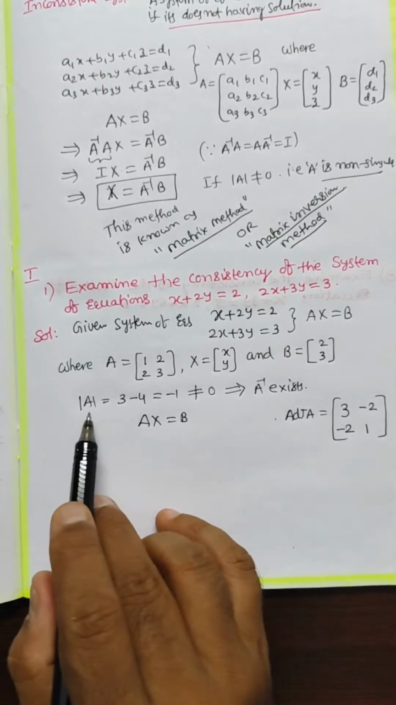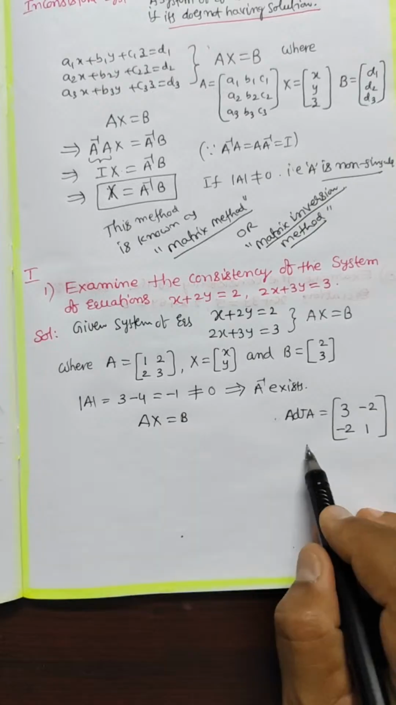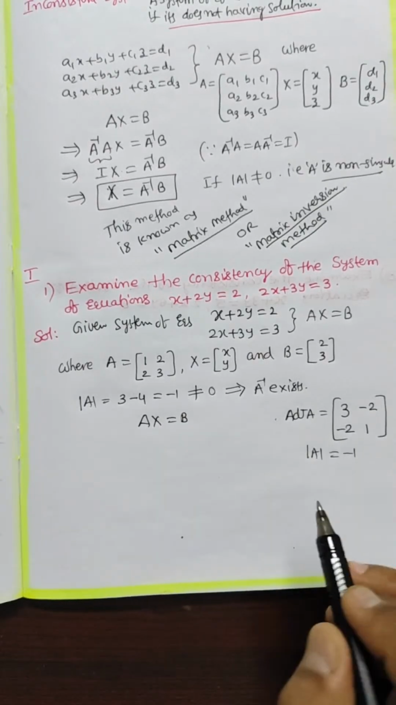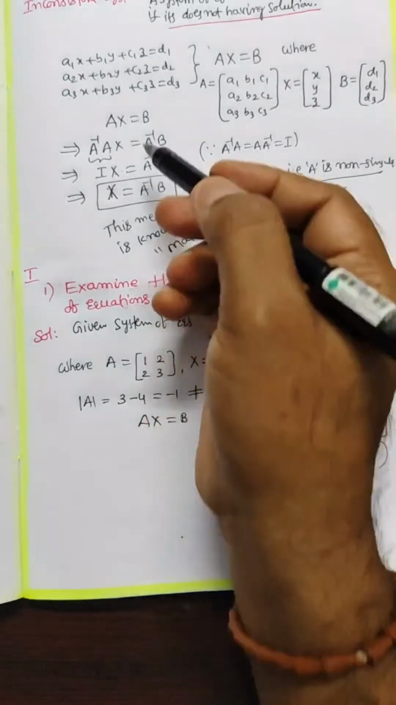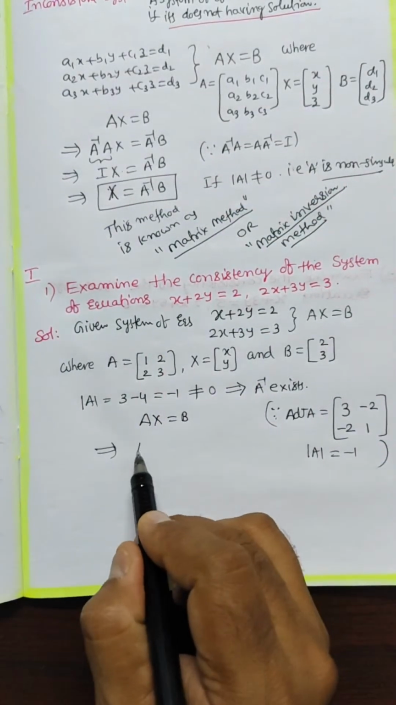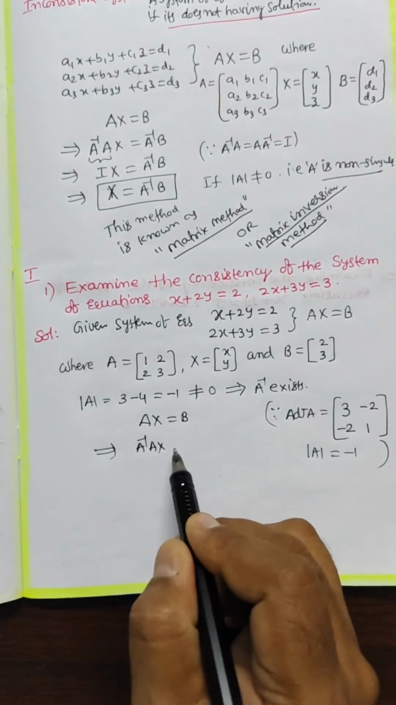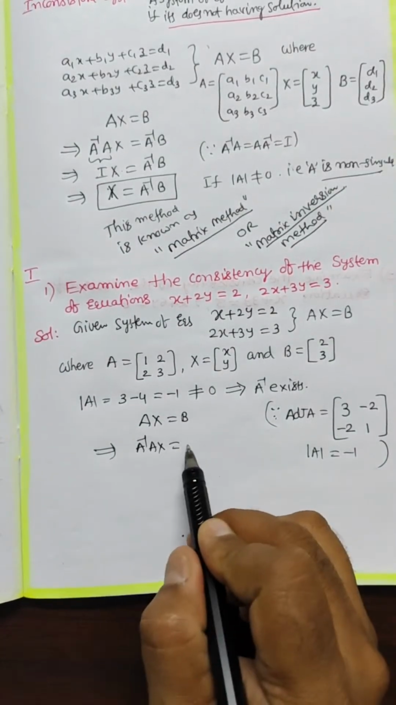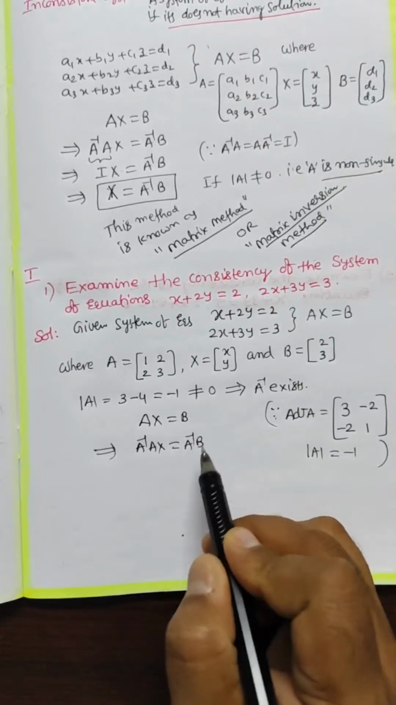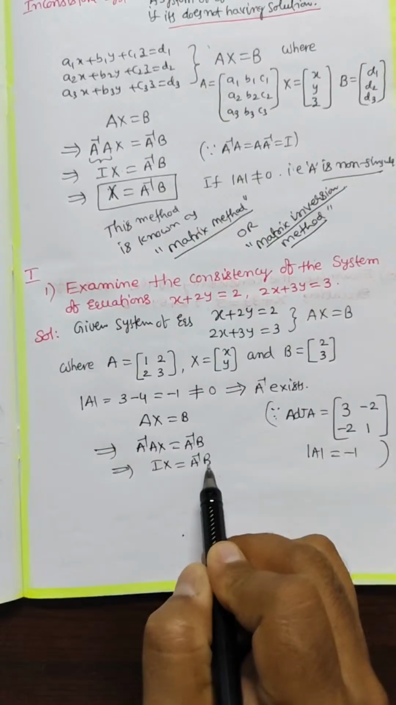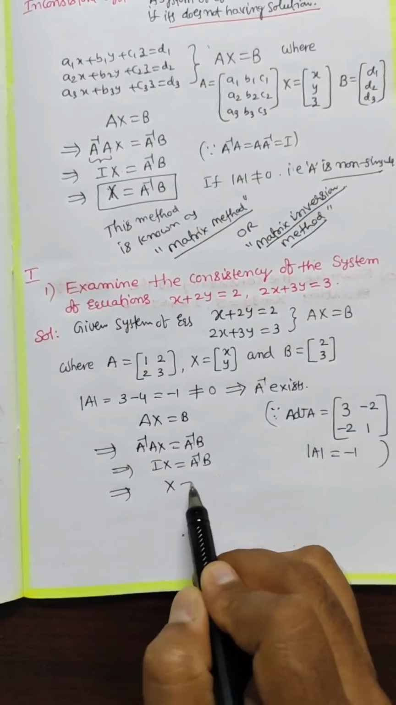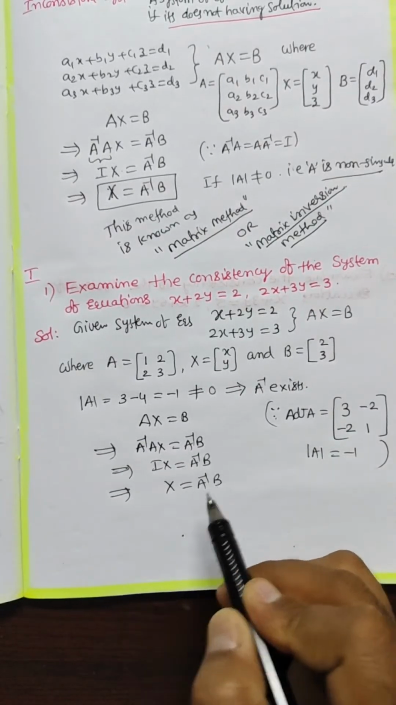So adjoint A we got, and delta also we got as minus 1. Delta is equal to minus 1. This is the another information. Again you have to follow that: multiply pre-inverse with A inverse. So that implies IX is equal to A inverse of B. That implies X is equal to A inverse of B.